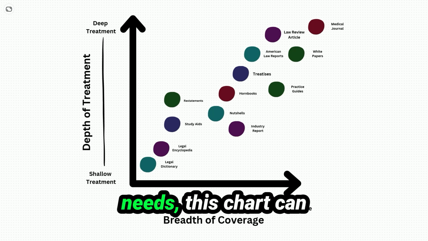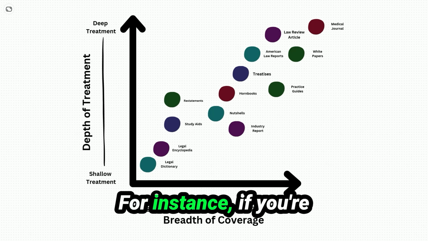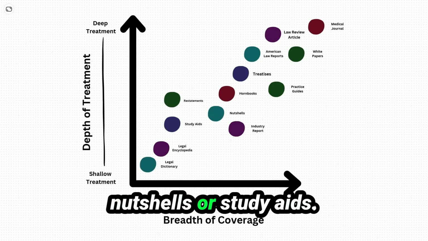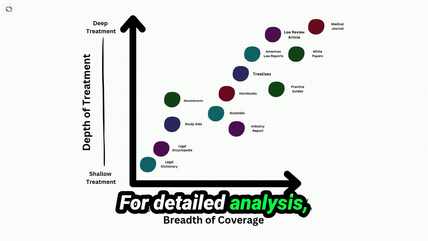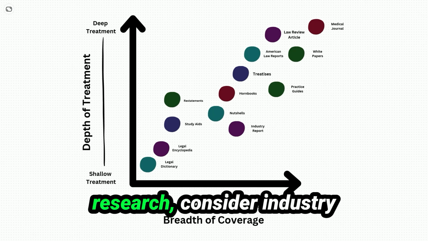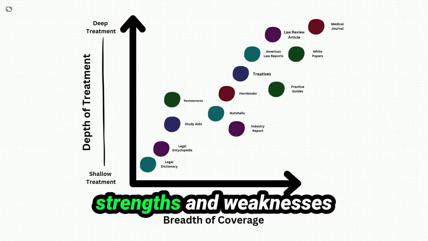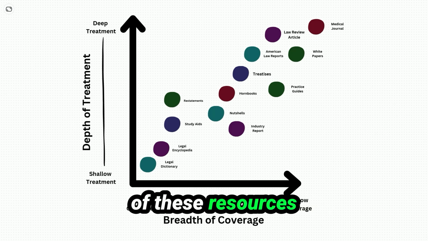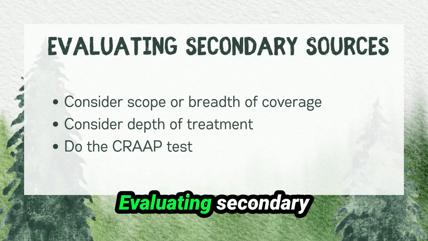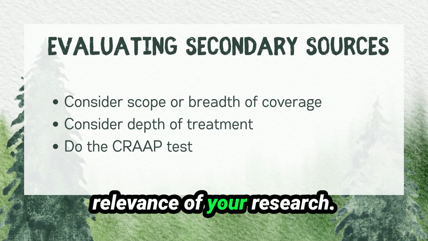Depending on your research needs, this chart can guide you to the most appropriate resource. For instance, if you're new to a topic, start with broader resources like nutshells or study aids. For detailed analysis, move towards form books, treatises, or law reviews. For multidisciplinary research, consider industry reports or medical journals. Understanding the relative strengths and weaknesses of these resources ensures that you choose the right tool for your specific research question.